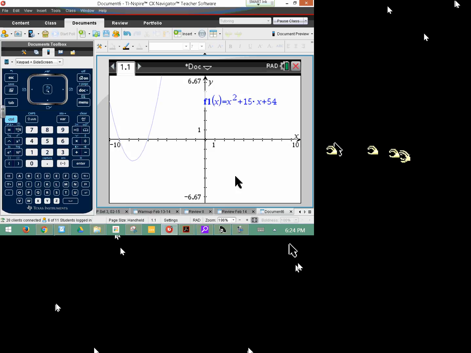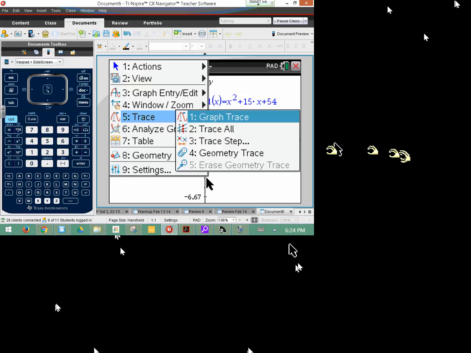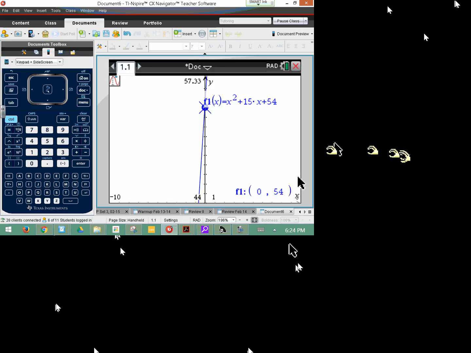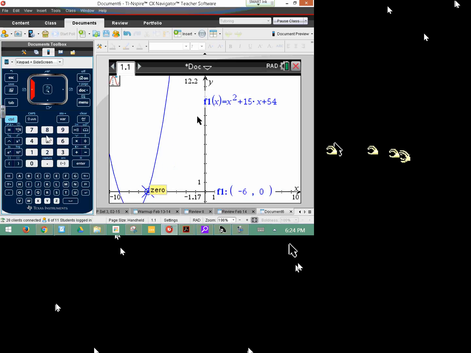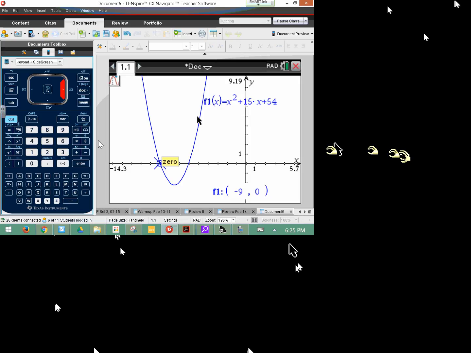Well, all we need to do is do a graph trace. Menu, trace, graph trace. I'm just using my right and left arrows. I keep going until I get to the zeros. It starts at the y-intercept. There, so I got a 0 at -6. And, let me go back. There's a 0 at -9.